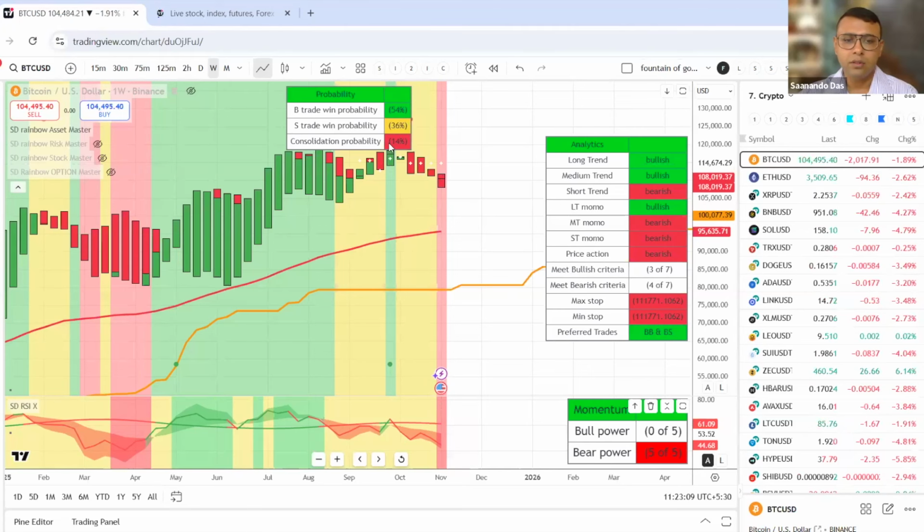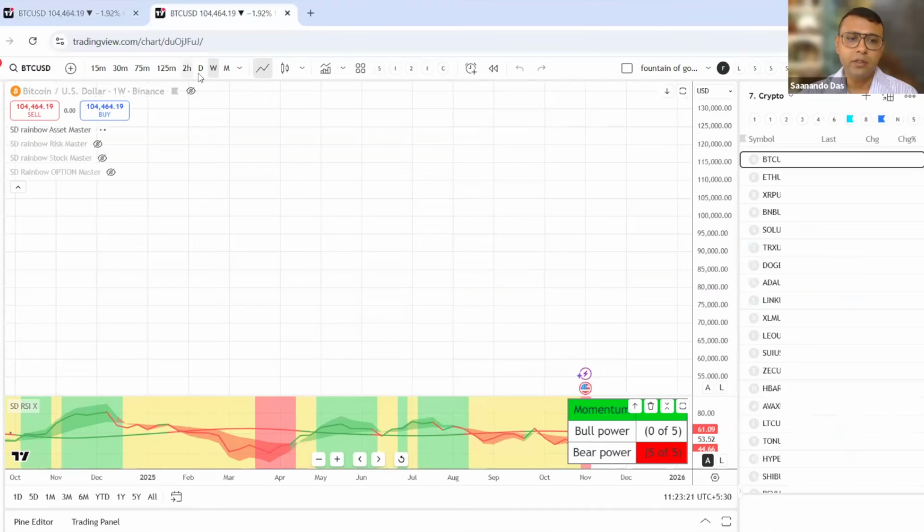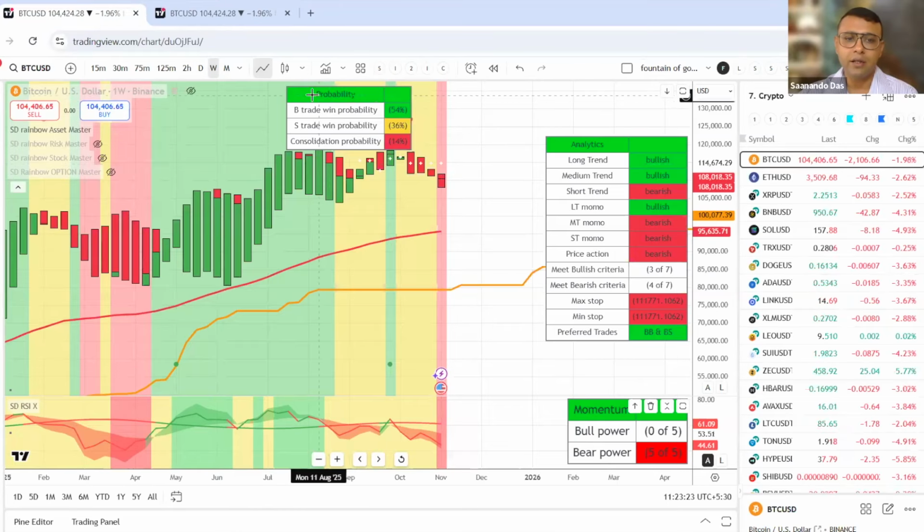Now, I can also note from the probability meter that the sell trade win probability is only around 36%, not significantly high. So even if it is bearish, I can't call Bitcoin super bearish at the moment. Now, once this analytics is done, I will prefer to go to the daily chart.